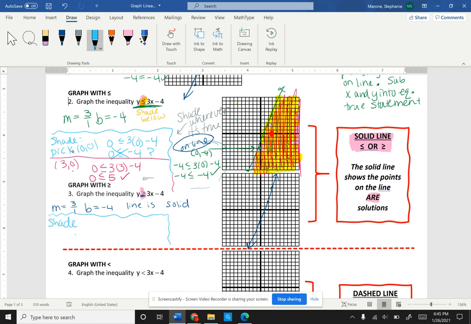So we're going to pick any point. I like to pick 0, 0 again. And I'm going to see if it gives me a true statement when I substitute it into there. So 0 is greater than or equal to 3 times 0 minus 4. 0 is greater than or equal to negative 4. That's a true statement. That means any point in here will give me a true statement. So I shade above this line.